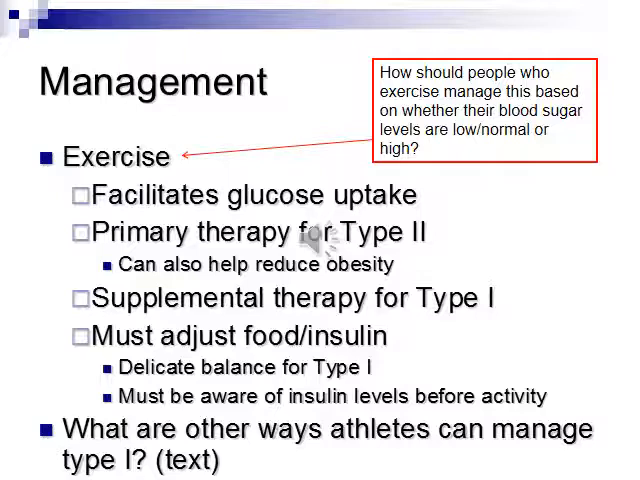And I just have a question down here. It's not an assignment or a discussion board question, but it's something I want you to look up and jot a couple notes down to yourself. What are some other ways athletes can manage type 1 diabetes? I just want you to take a look at that. The discussion board question up top; this one is more or less just a thought question for you in general.